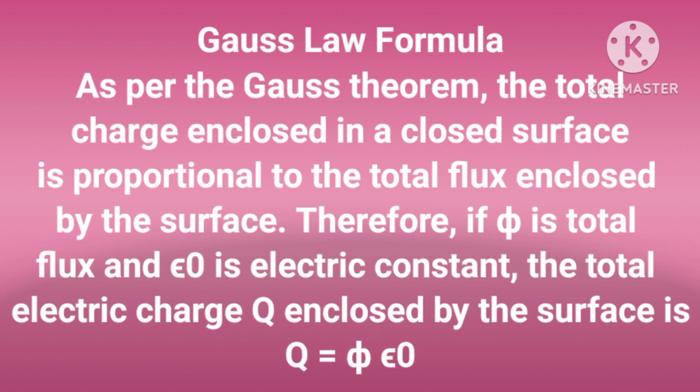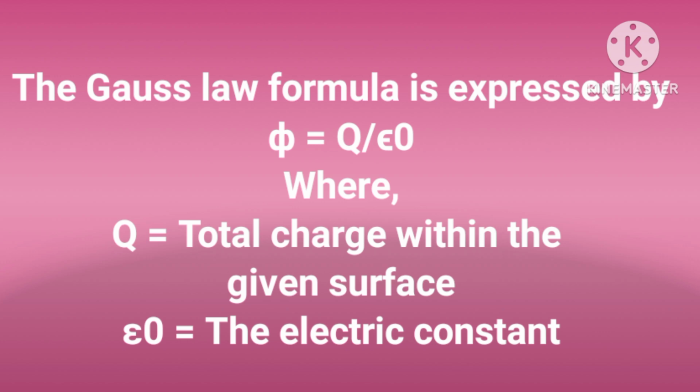Now the formula for the Gauss law. As per the Gauss theorem, the total charge enclosed in the closed surface is proportional to the total flux enclosed by the surface. Therefore, if phi is total flux and epsilon naught is the electric constant, the total electric charge Q enclosed by the surface is Q equal to phi into epsilon naught. This is the formula for Gauss law. The Gauss law formula is expressed by phi is equal to q upon epsilon naught, where q is the charge within the given surface and epsilon naught is the electric constant.